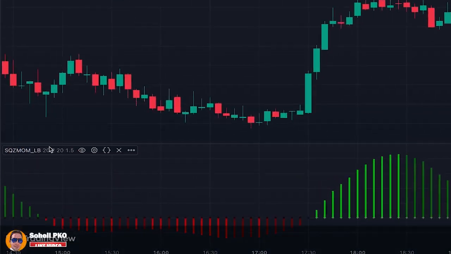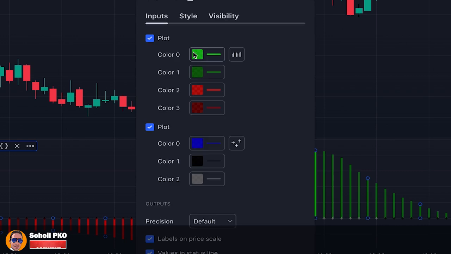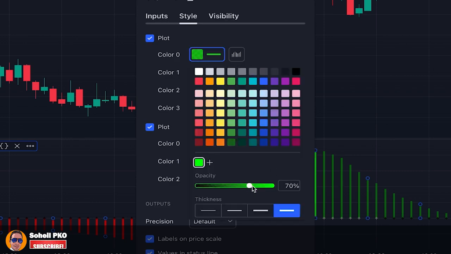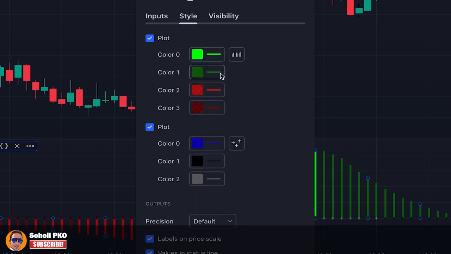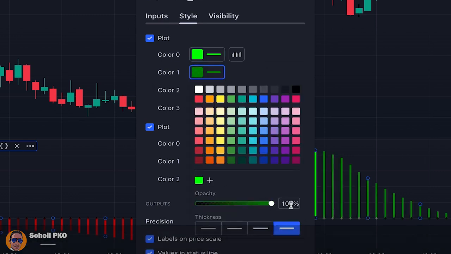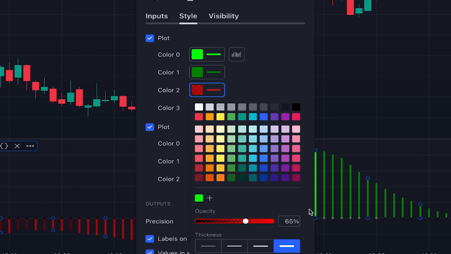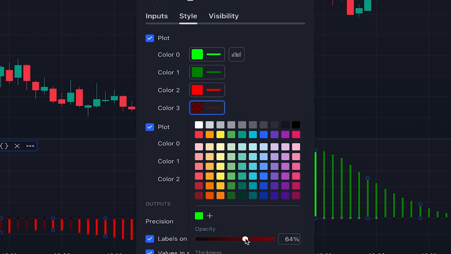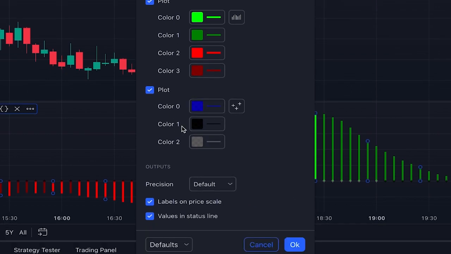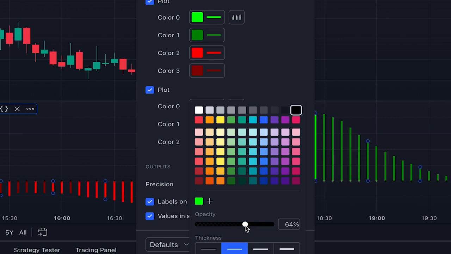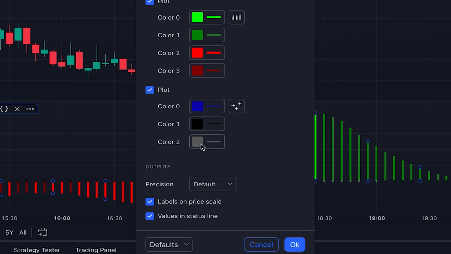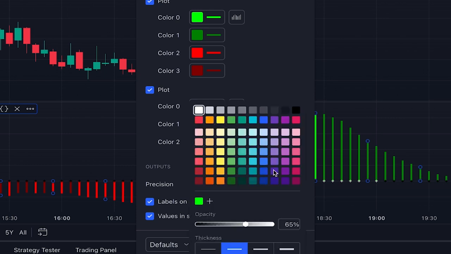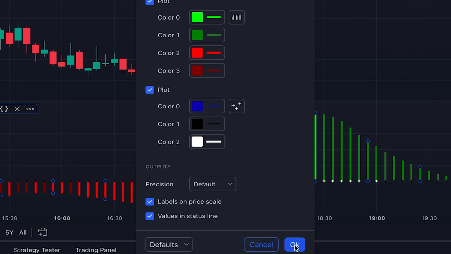First, let me change the settings of the colors here in the style tab so we can better see it. Here we increase the opacity of colors to 100% so they become more clear on the chart, and we do this for the rest of the colors here. And here also we increase the opacity of black color to 100%, and for the gray color we change the color to white, and similarly we increase the opacity to 100% and it's done. Now it's much better.